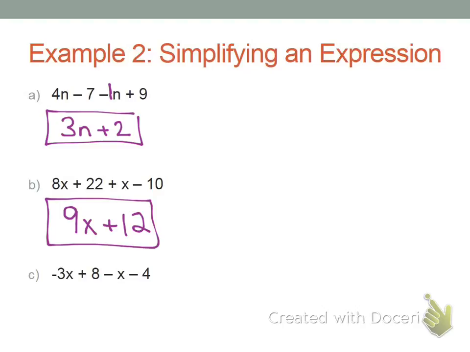Okay, on C, has anybody already done it? Yes. Okay, good. All right, I've got a lot of negatives here. Is 3x positive or negative? Negative. Is x positive or negative? Negative. So what's 3x minus 1x? Negative 4x. Add and keep. What about 8 minus 4? Whoa, whoa, whoa. 8's positive. Negative 4x plus 4. All right, just simplifying the expressions.